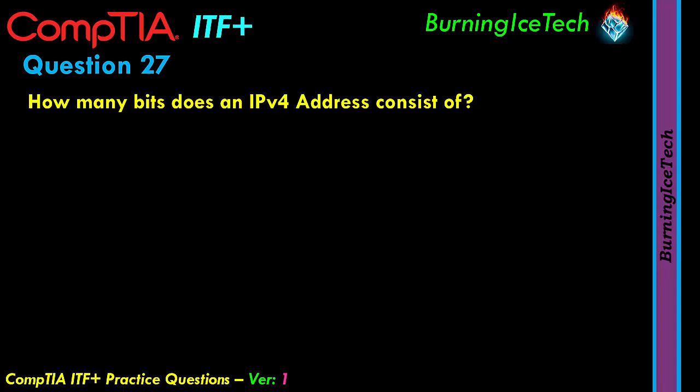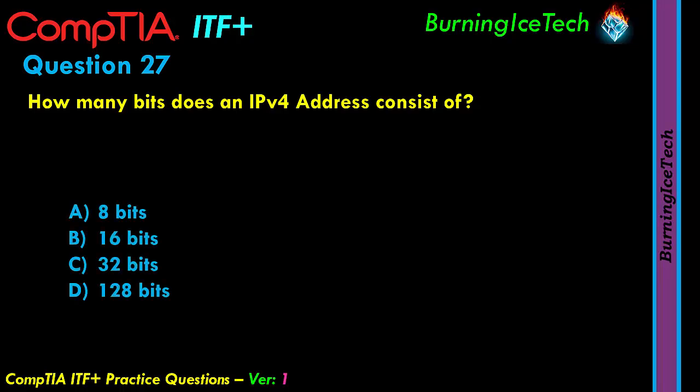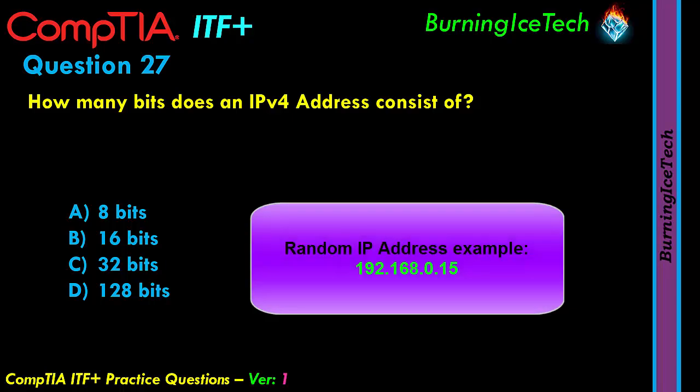Question 27. How many bits does an IP address version 4 address consist of? Alright, folks, so if you go look at an IP version 4 address, it consists of 4 octets. There's 4 numbers separated by dots. Each octet, folks, consists of 8 bits. But how many octets is there? There's 4 of them. So it's 8 bits.